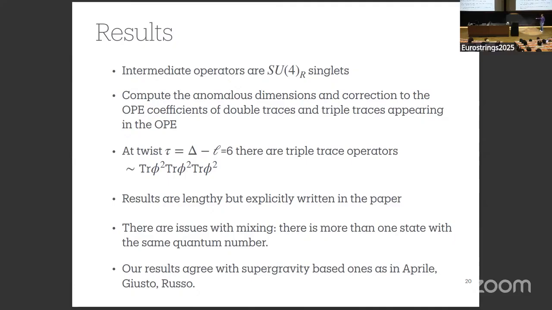Actually, by looking at the web page, I saw that Rodolfo gave a talk in the last year, Eurostrings, about something related to that. So maybe for those of you who attended last year, you can see the differences.